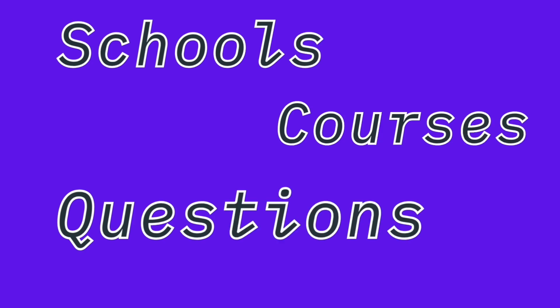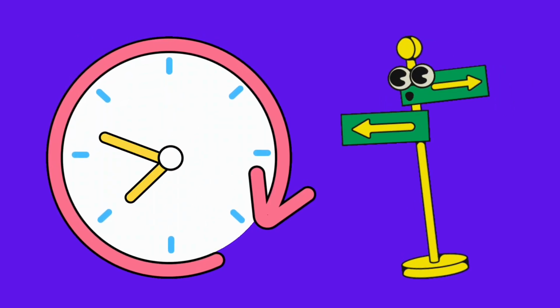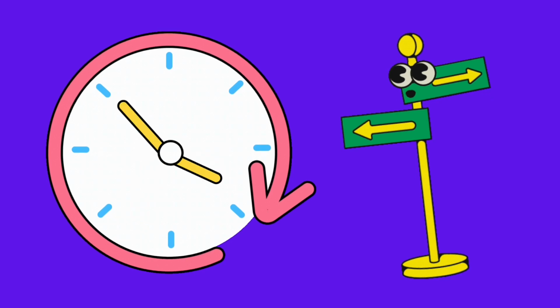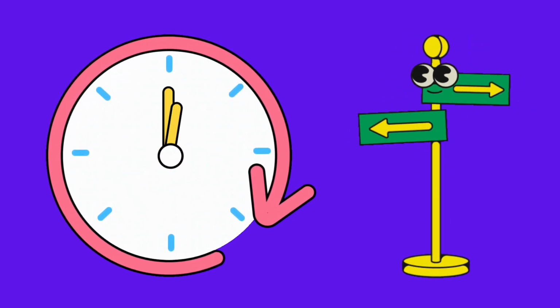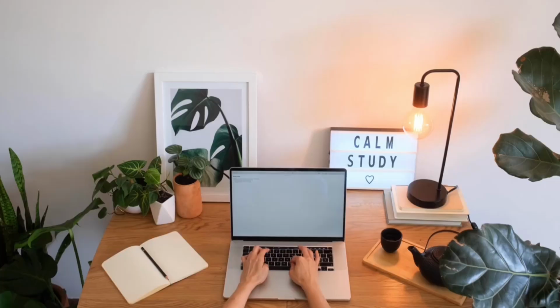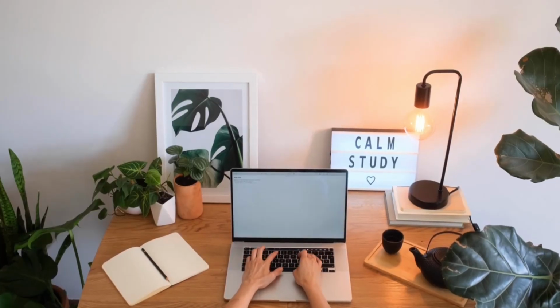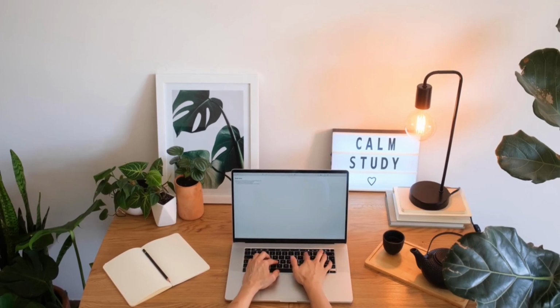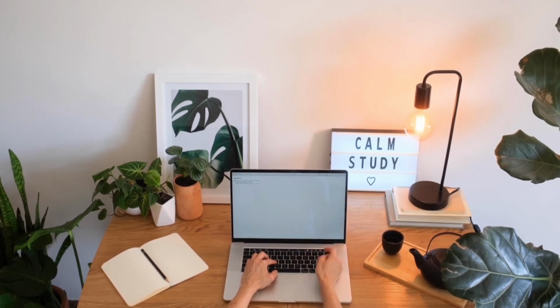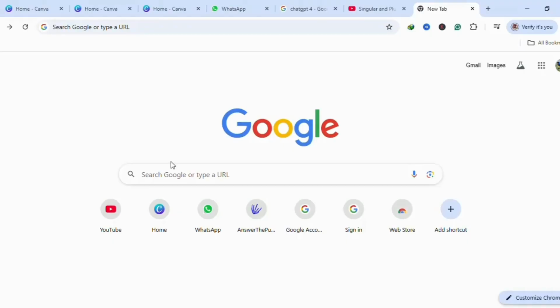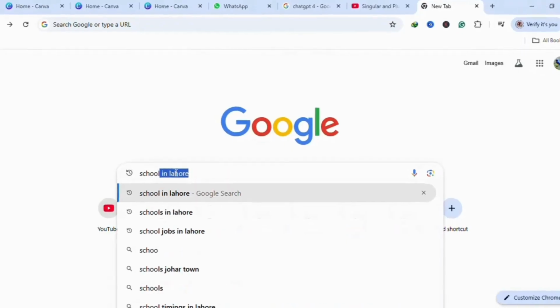Now, during keyword research, should we consider plural or singular keywords the same, or should we research both separately? As an answer, I will show you some practical examples, then you take your decision accordingly. So let's go to Google first. I go to Google. I typed school in Lahore.